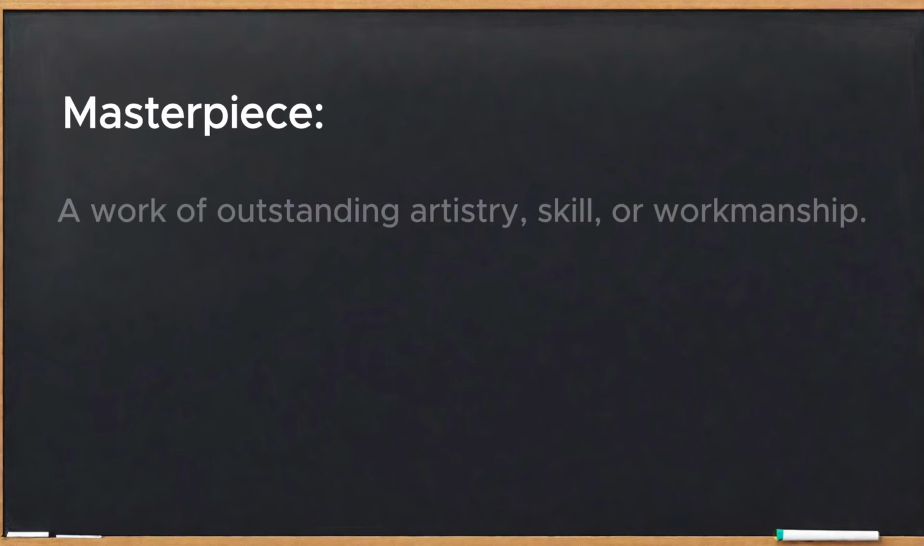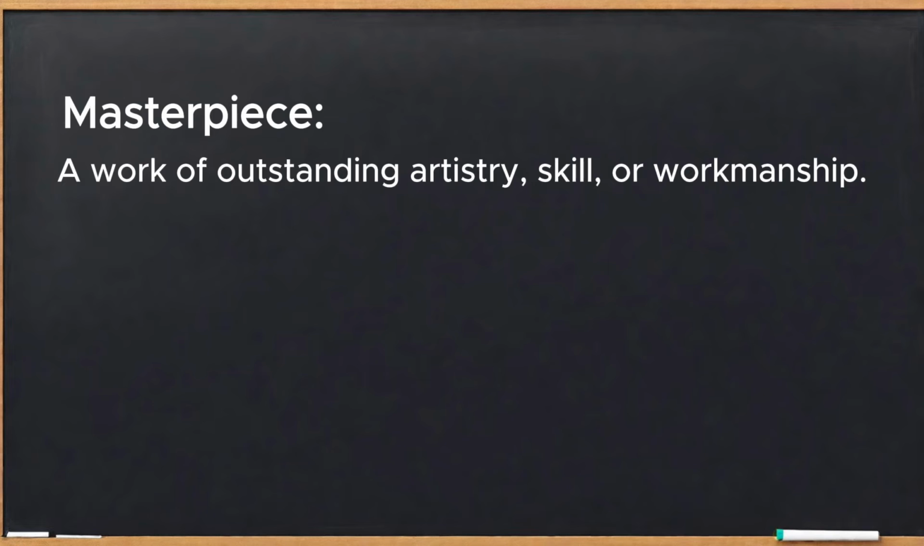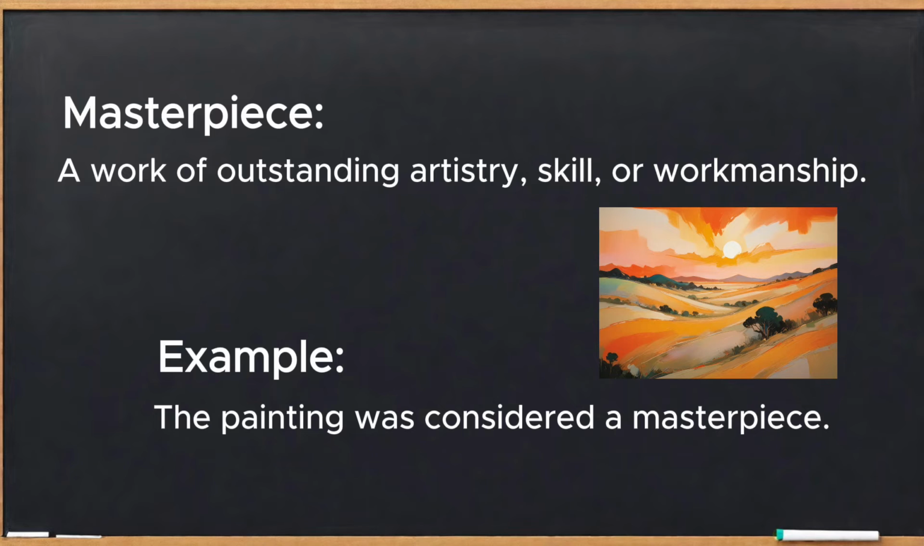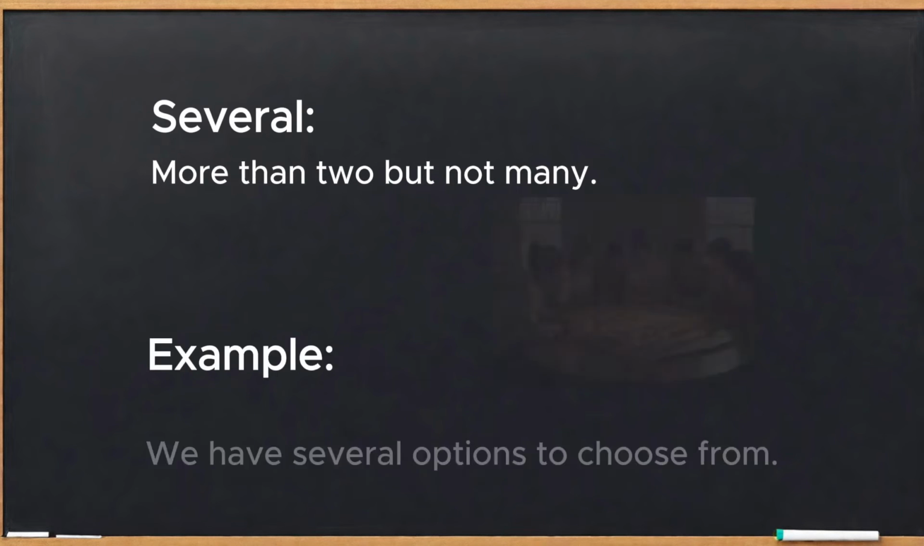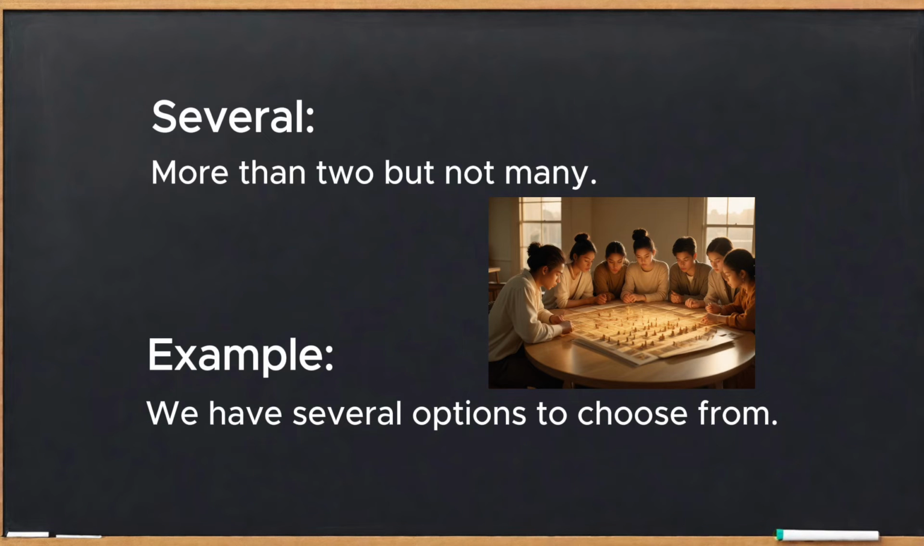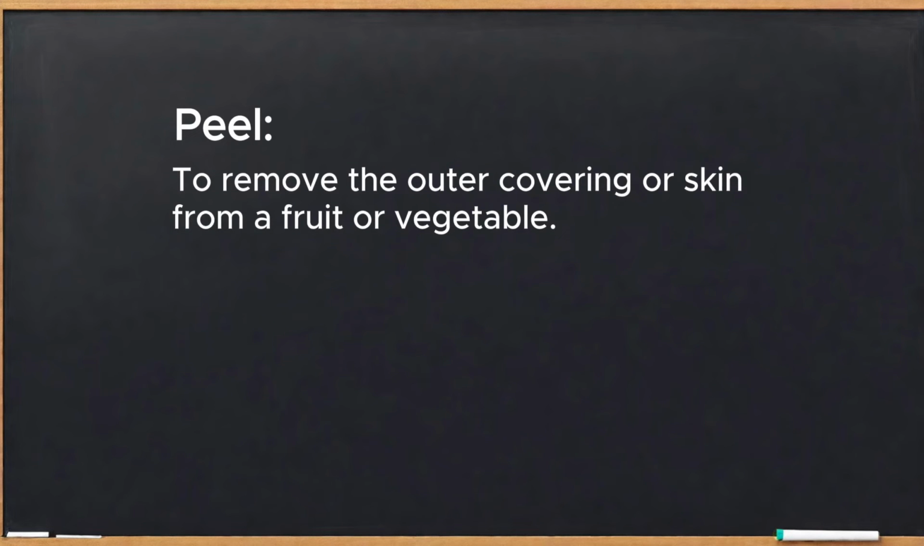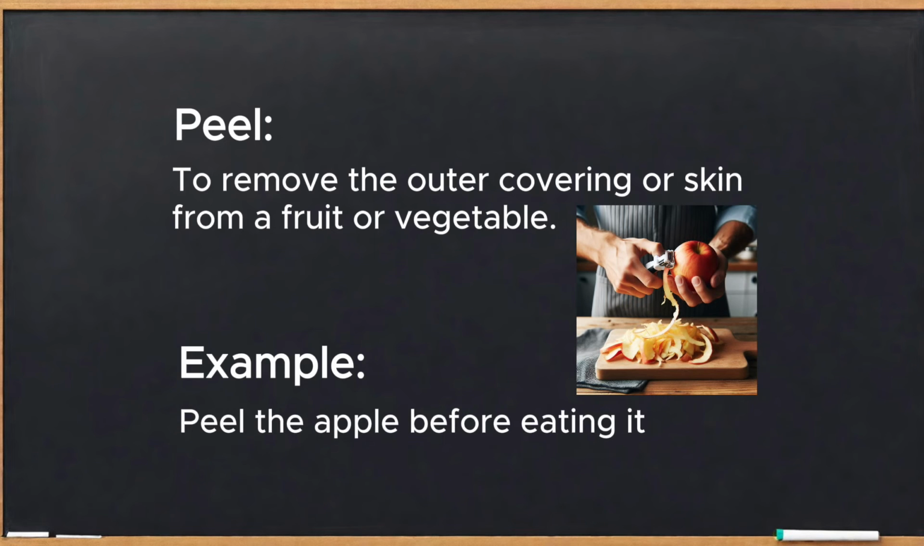Masterpiece. A work of outstanding artistry, skill, or workmanship. Example: the painting was considered a masterpiece. Several. More than 2 but not many. Example: we have several options to choose from. Peel. To remove the outer covering or skin from a fruit or vegetable. Example: peel the apple before eating it.